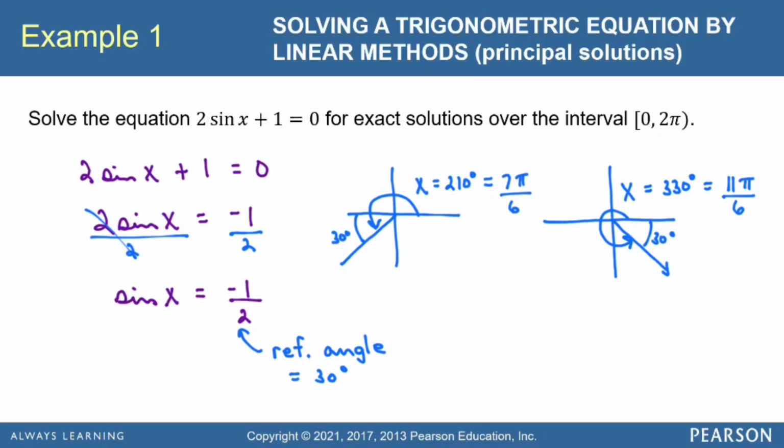And once we find all the solutions, we will always state our solution set inside curly braces. So now we're going to say x equals curly braces 7 pi over 6, comma, 11 pi over 6.